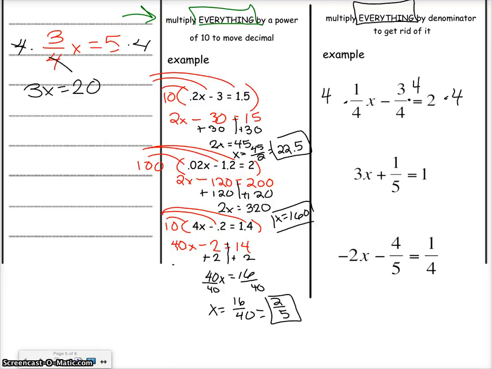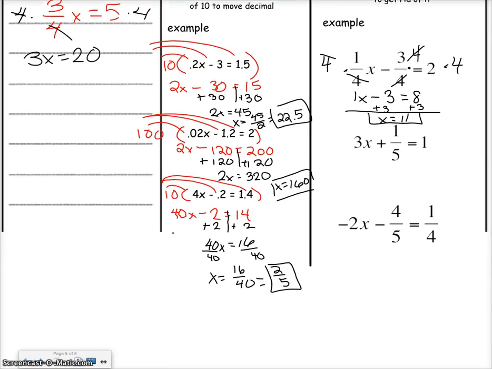Okay? That canceled that 4 out, right? And I have 1x minus 3 equals 8. And now you can add 3 to both sides, and you get x is 11. Okay, and the next one.